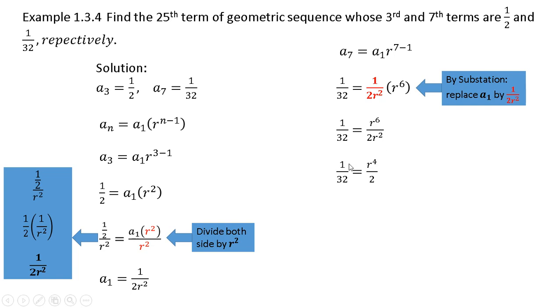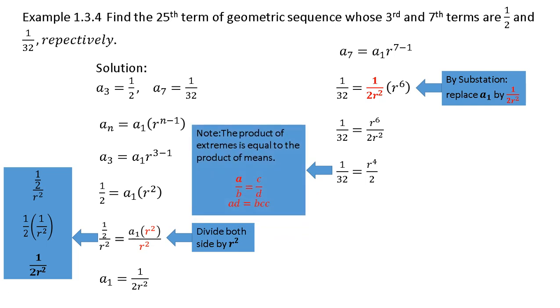So here, what we will do is the product of extremes is equal to the product of means. What does it mean? It's just cross multiplication. You will just multiply: 1 half equals 32 times r to the power of 4. Or 32 r to the power of 4, since r is our unknown, we put it on the left side. That is just by multiplying, and then 1 times 2 is 2. Divide both sides by 32, so that r to the power of 4 will remain, and then we have 1 over 16, the lowest term of 2 over 32.